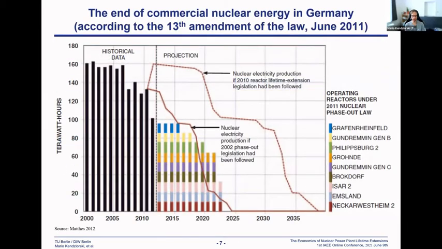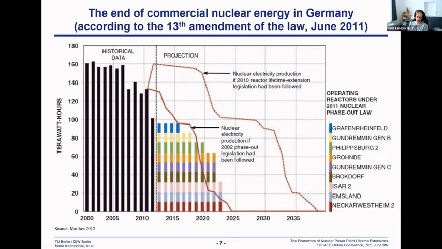I think most of you know that Germany decided to end the commercial use of nuclear power plants until 2023 after the Fukushima incident in 2011. But most forget that in 2002 there was already legislation to end the commercial use of nuclear power, according to that one brown line here in the middle.